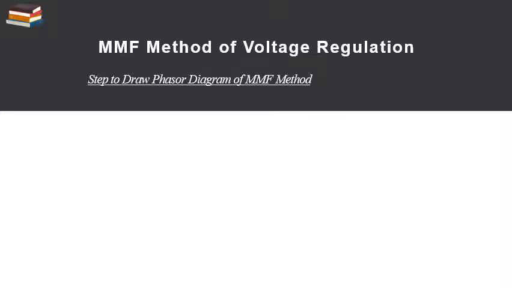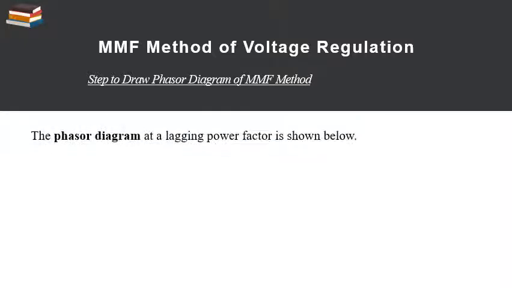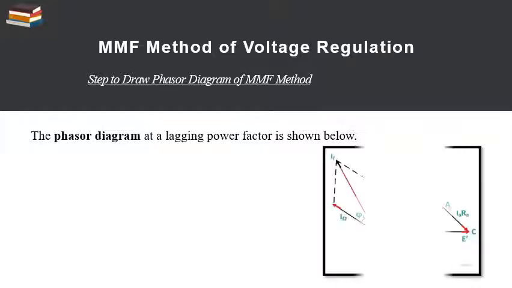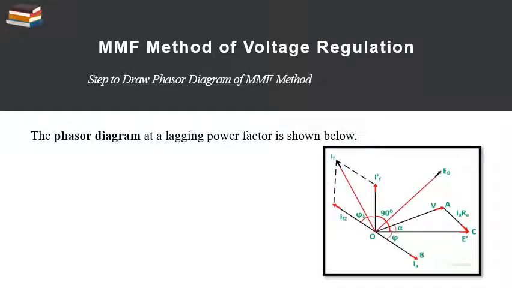So next are the steps to draw the phasor diagram of the MMF method. Open circuit and short circuit characteristics, हमने previous वाली slides में देख लिया है कैसे हम draw करेंगे. तो इसमें हम डायरेक्ट phasor diagram पे concentrate करते हैं. So the phasor diagram at lagging power factor is shown in the figure. This is the phasor diagram for lagging power factor.